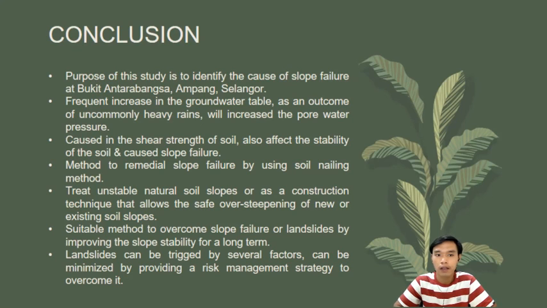We found out that the method to remedy slope failure that we use is the soil nailing method. This method treats unstable natural soil slopes or is a construction technique that allows the safe over-steepening of a new or existing soil slope. We found out that this is a suitable method to overcome slope failure or landslide by improving the slope stability for the long term. The landslide or slope failure can also be triggered by several factors that can be minimized by providing a risk management strategy to overcome it.